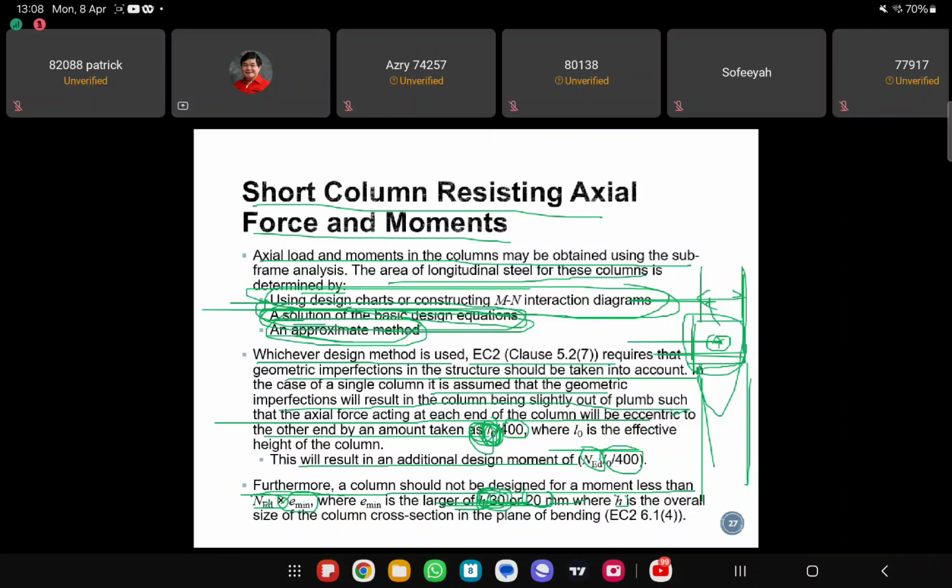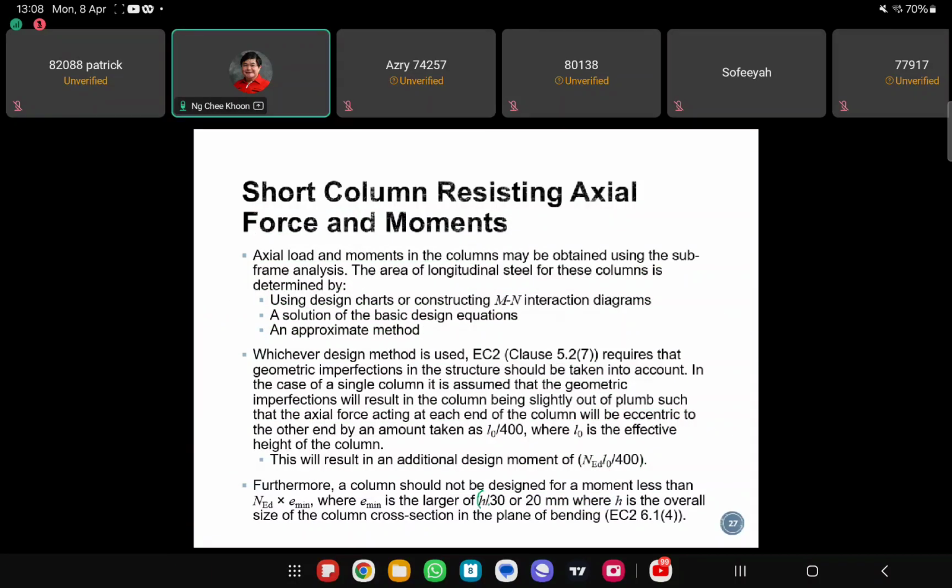So as I mentioned here, in the design equation, h is not always the larger dimension, right? h depends on the axis of bending.